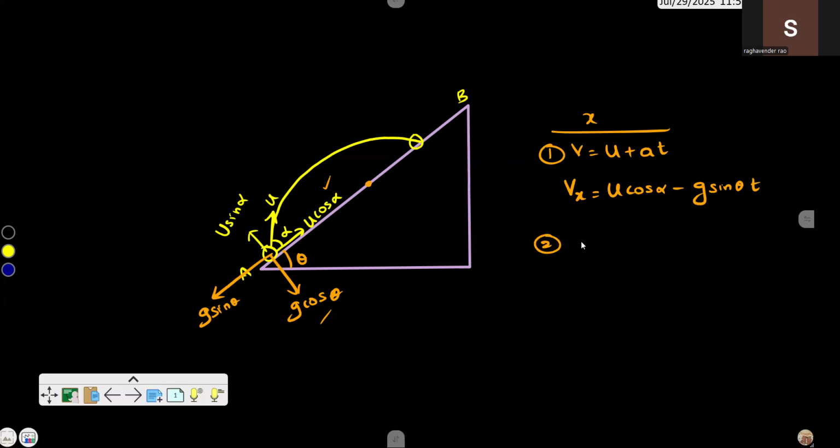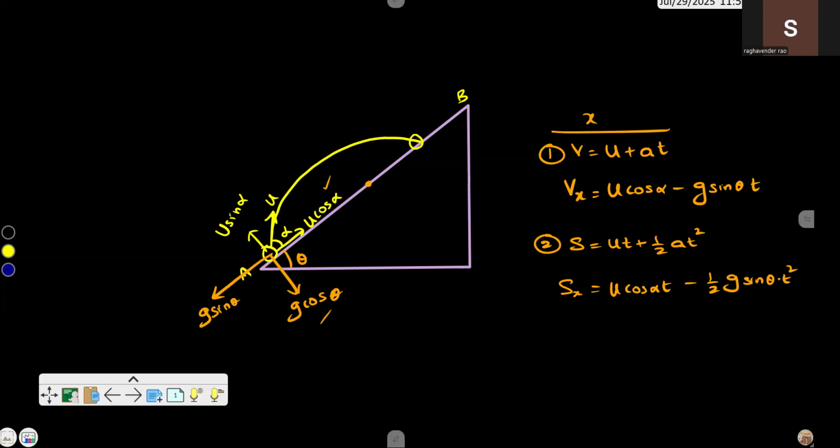The second equation is s equals ut plus half at square. This I can write as s_x, that is displacement in x-axis, equals u cos alpha into t minus half g sin theta into t square. That's all. Next, the third equation, which is not required, is v square minus u square equals 2as. You can write it with this.